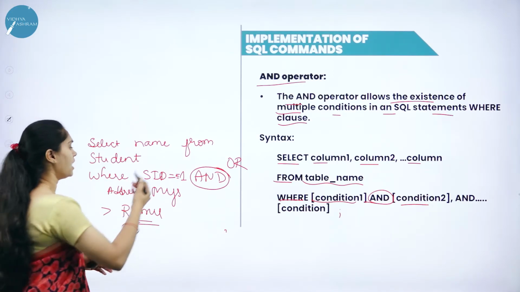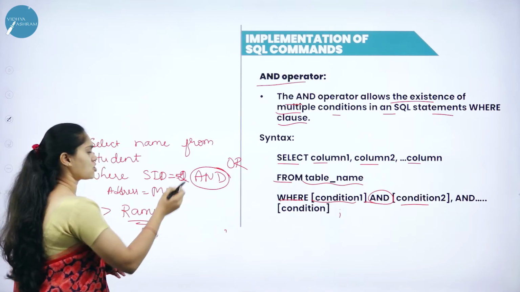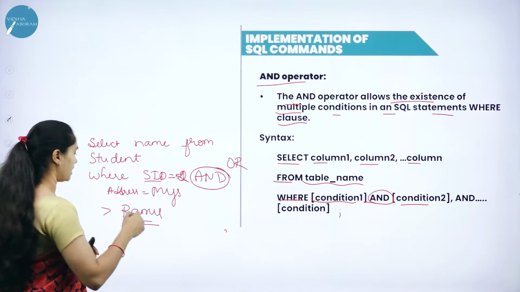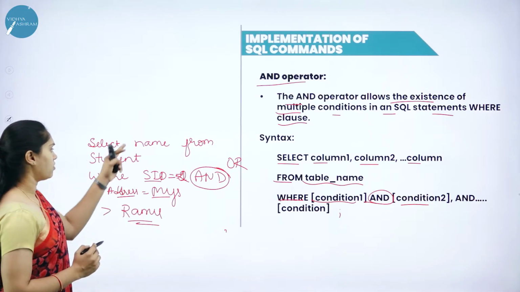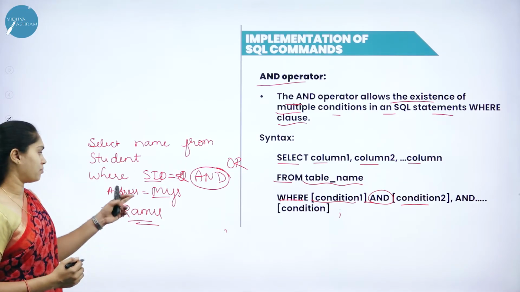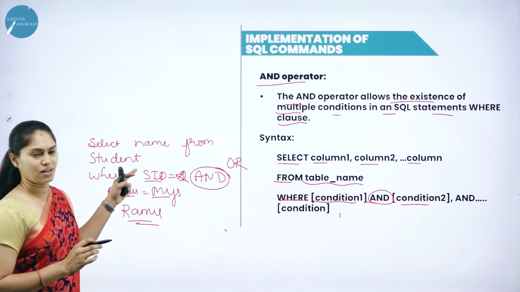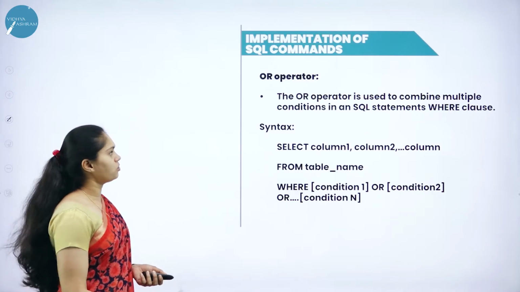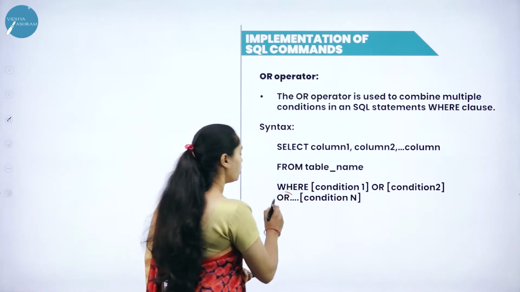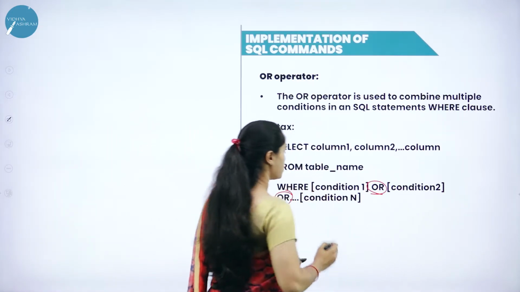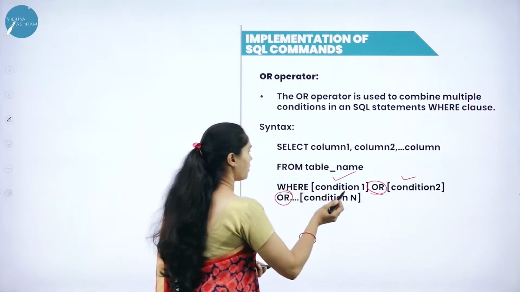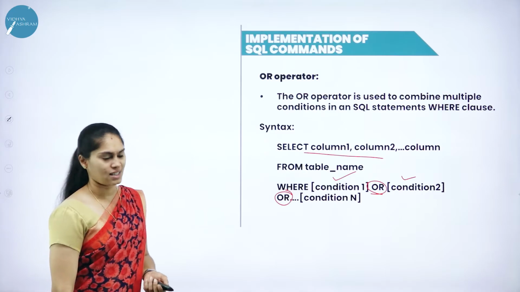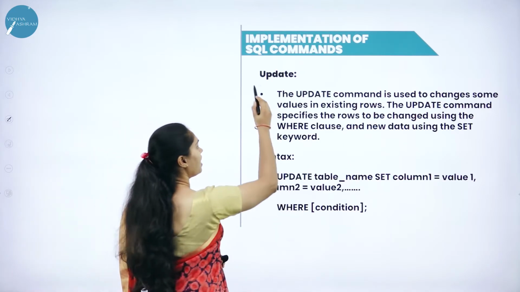So for example, even if the student ID is 2 or 3, or if their ID is 2 and their address is Mysuru, then it is going to fetch the value from that particular name column. This is how the AND operator and OR operator work. So instead of AND, we will be using the OR condition. If any one of the conditions gets satisfied, then this column will be displayed on the screen as a resultant. So next we'll see about the update.